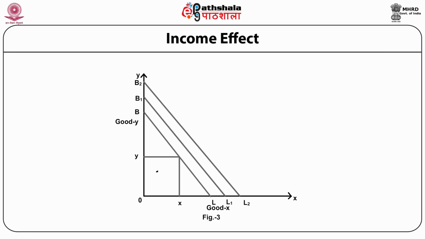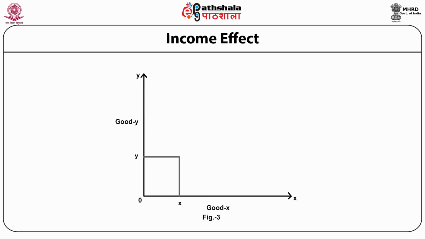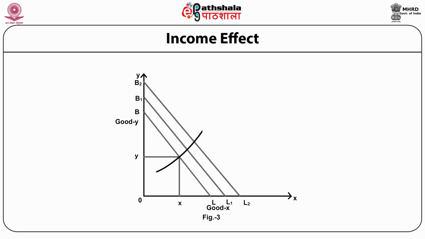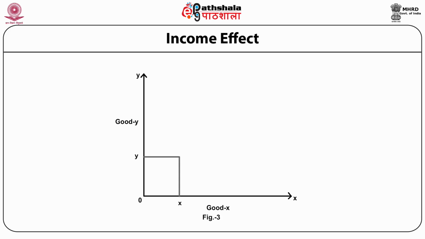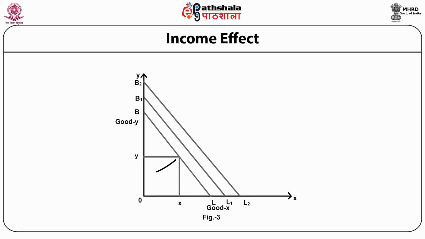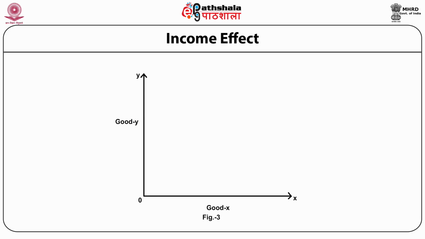Again, good X and good Y are plotted on the horizontal and vertical axis. Initially, U1 is the indifference curve and BL1 is the budget line. Consumer equilibrium is at point E1, where the two conditions of consumer equilibrium are attained. Here, the consumer consumes OX of good X and OY of good Y. Now, let the income of the consumer change. More specifically, let us assume that the income of the consumer increases, but all other factors remain the same.